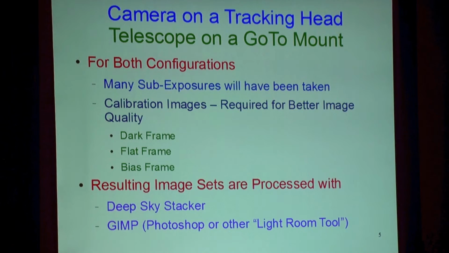Okay? The other thing that's important is you have to have calibration images. You have to have a dark frame, done at exactly the same exposure time as the sub-exposures. The dark frame gives you information about the thermal noise that the camera is producing. You take about 10 of those dark exposures or more, and the software will average them together and produce what's called a master dark. That in turn is subtracted from the sub-exposures before you do any further processing or stacking.